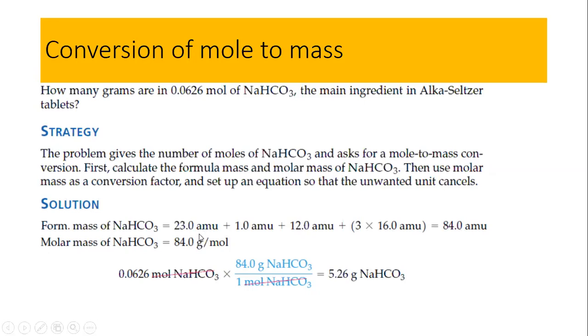And what is this? This is the gram per mole, or it is called the molecular mass of the sodium bicarbonate. So again, 0.0626 moles are given, and you have to use this ratio, and here 1 mole will be equal to this. Why am I putting 1 mole in the denominator? Because I have to cancel out the moles. Opposite will cancel out, and you can solve this one. This will give you the value of 5.26 gram of sodium bicarbonate, NaHCO3.